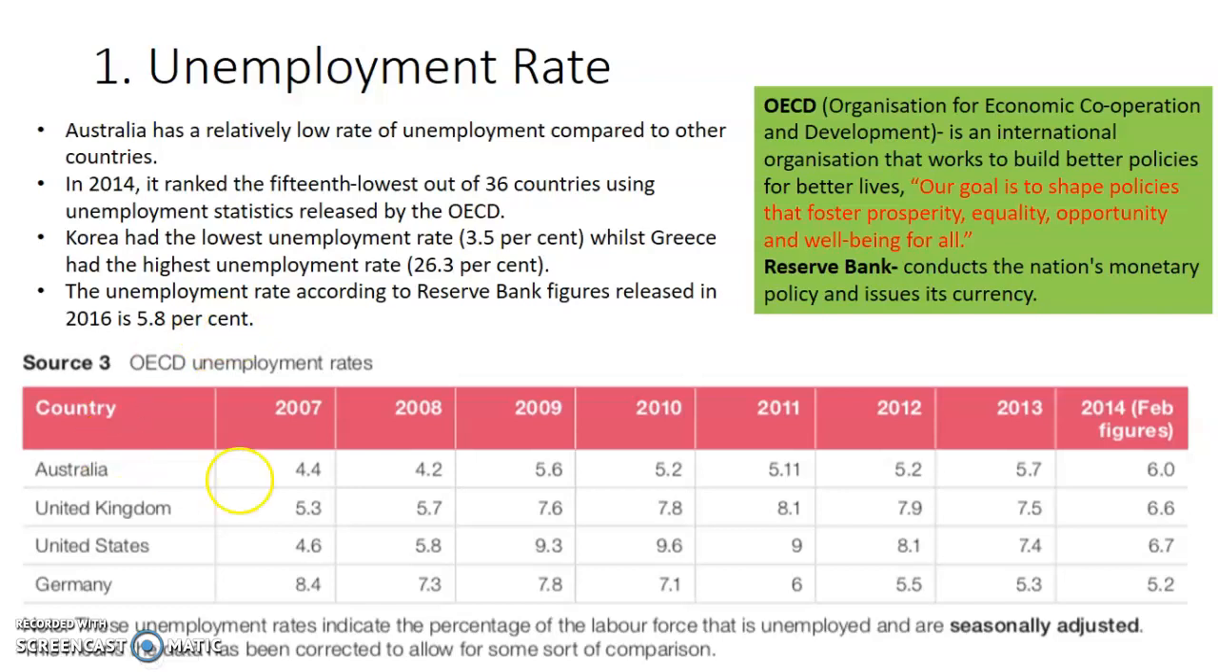Okay. Now this is a little table which is in your books as well. So this compares the unemployment rate between Australia, UK, United States, and Germany. Now the thing I see here is in Australia the unemployment rate is rising. So in 2007 4.4, 5.6, 5.11, and at 2014 6%. Whereas in Germany 8.4, it's decreasing every single year. It has been decreasing, and it is at 5.2%, which means they're doing really, really good.